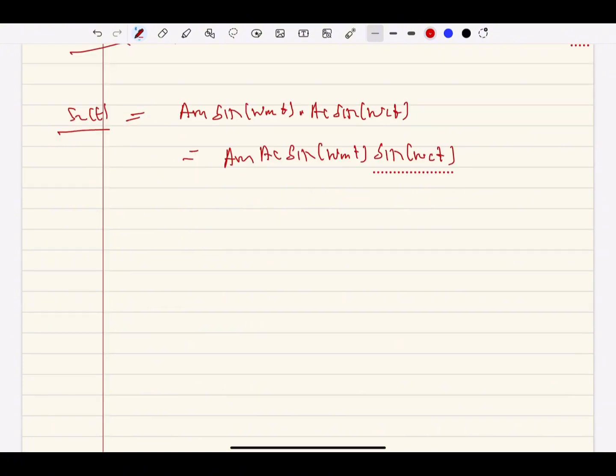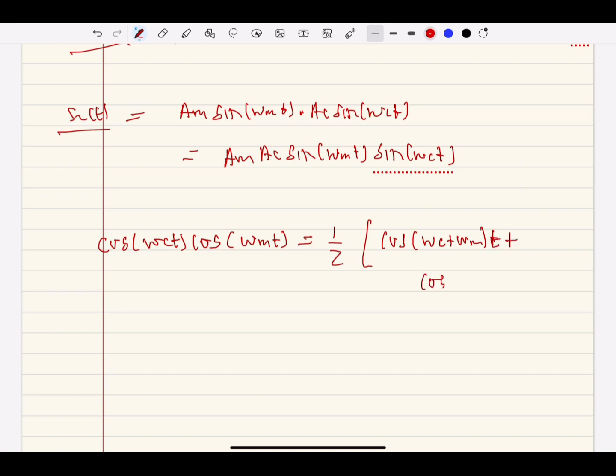From one of my previous tutorials, we came up to a point that cos omega ct cos omega mt can also be written as 1 over 2 into bracket cos (omega c plus omega m) t plus cos (omega c minus omega m) t. This is what we arrive at.